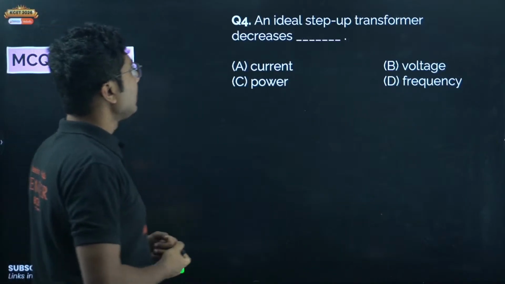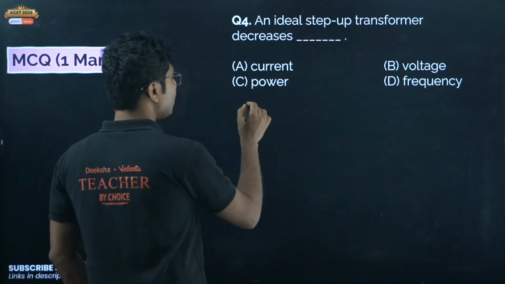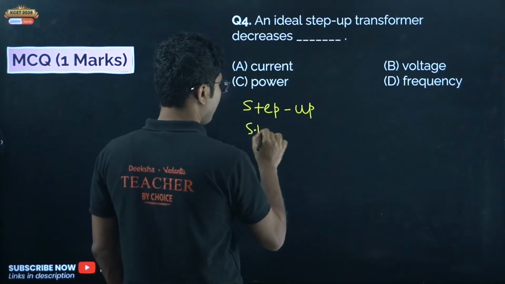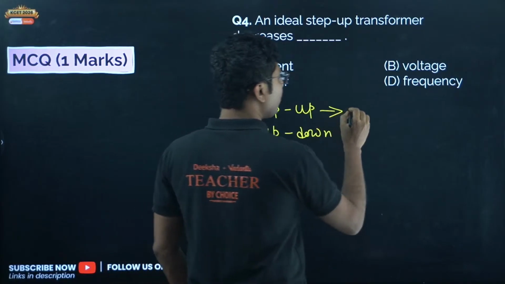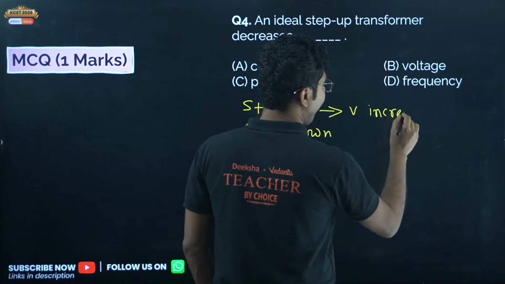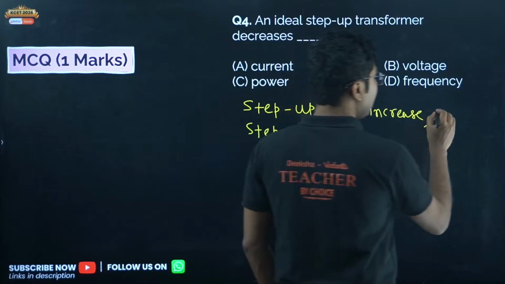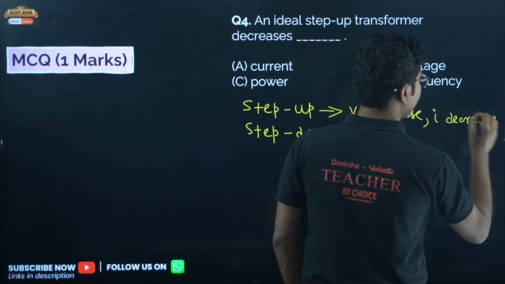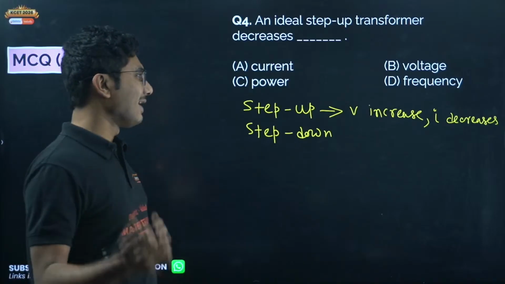Right, now next, an ideal step up transformer. Step up and step down. Let us understand these two terms. Step up means the output voltage is more, so voltage increases, and to increase voltage we compromise on current, so current decreases. These are the two things you have to remember. Step up means voltage is increased, current is decreased.